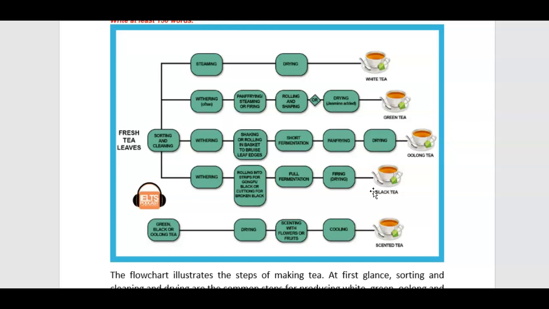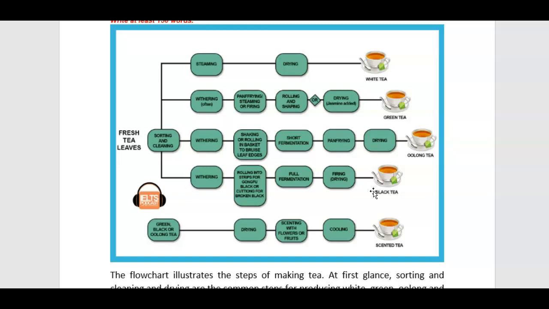Following this, only green tea is pan-fried, steamed, or fired. Okay? However, all 3 tea types involve rolling as their next process. Green tea can also be shaped. Oolong tea can be rolled, and black tea can also be cut. Okay? Then you're done with green tea.